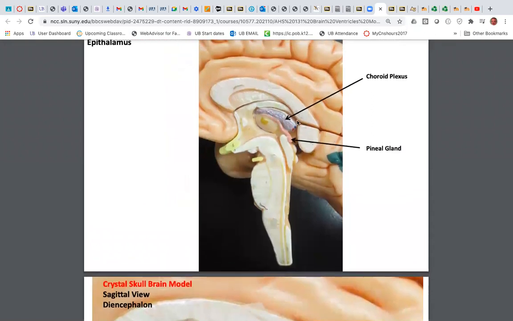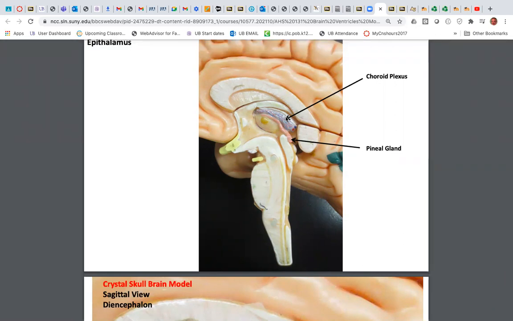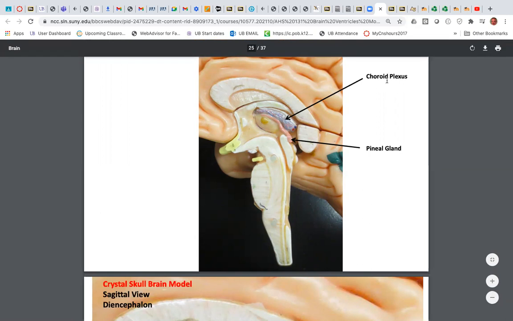Okay, we're going to get into the ventricles soon, which is where you'll hear the term choroid plexus. The choroid plexus is part of all of the ventricles, and they are responsible for producing and recycling the cerebral spinal fluid, the CSF. So here is the choroid plexus of the lateral ventricles. It's a vascular system right here.